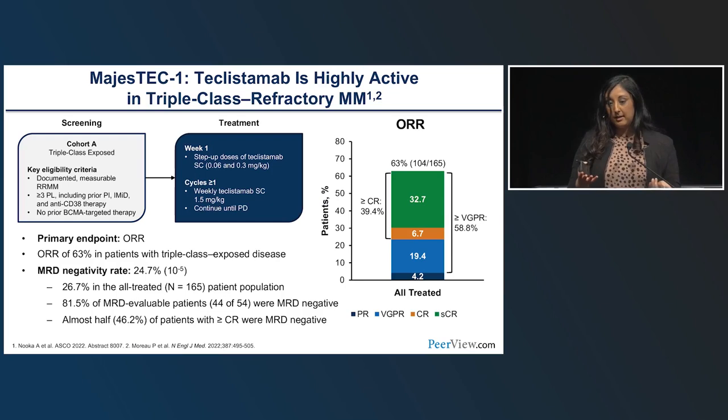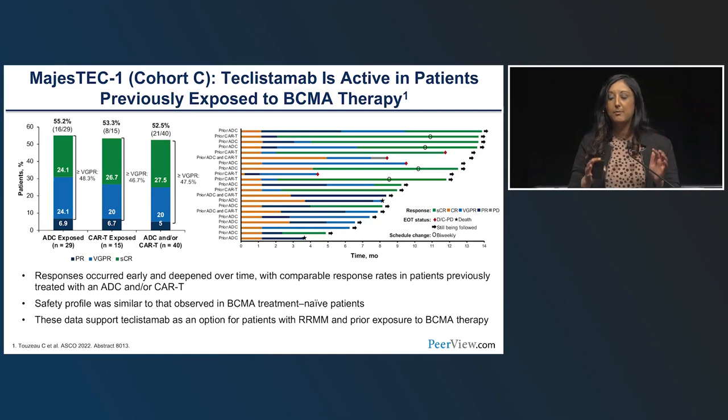So in the study, these were triple-class exposed patients that had greater than 3 prior lines. Again, response rates, 63%. So remember, all of our other therapies before this, besides CAR T, the response rates have been about 30% single agent and approved. So this is at least twice that, which has been pretty amazing. And then MRD negativity in about a fourth of patients, 24.7% of patients. And then you can see the response rate.